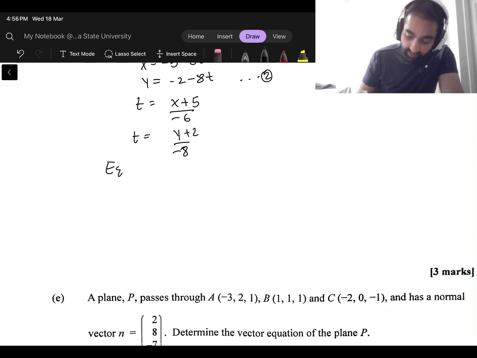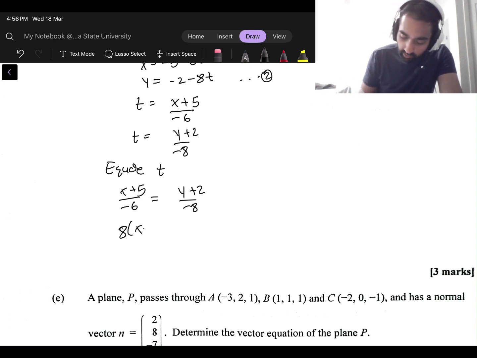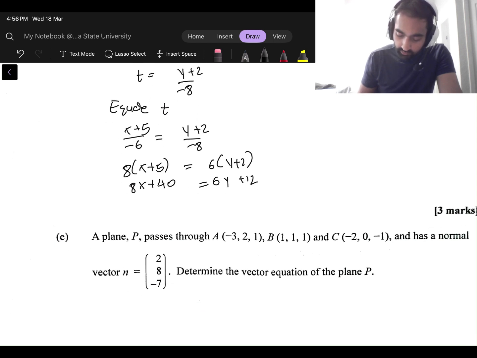So let's equate the t's. Then I'll get (x plus 5) over minus 6 equals (y plus 2) over minus 8. And I'm just going to solve this now. So then I get 8 times (x plus 5) equals 6 times (y plus 2). And then I'll get 8x plus 40 equals 6y plus 12.